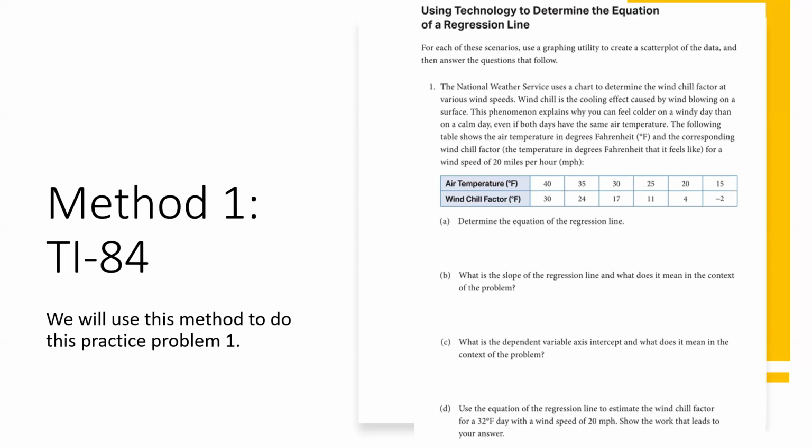All right. So do y'all remember popcorn reading? All right, we're going to popcorn read this out. I will get us started. The National Weather Service uses a chart to determine the wind chill factor at various wind speeds. Pop. Wind chill is the cooling effect caused by wind blowing on a surface. Pop.